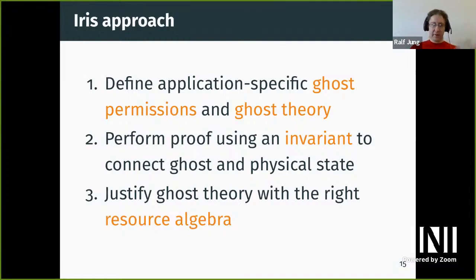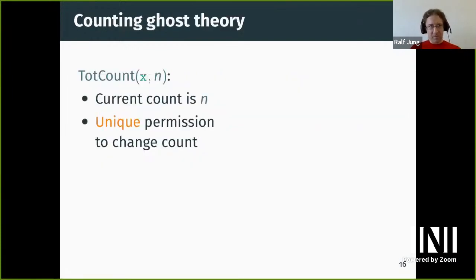And finally, we justify the correctness of the ghost theory by picking the right resource algebra. So I will go into more details about all of these points for the rest of this section. To begin with, what is the ghost theory that we need for ARC? Well, the ghost permission that we need is, first of all, this permission, which I call total count, which represents that the current count of x is exactly n. And this is a unique permission in the sense that there exists exactly one total count permission per x in the entire proof. You can never have two of them.